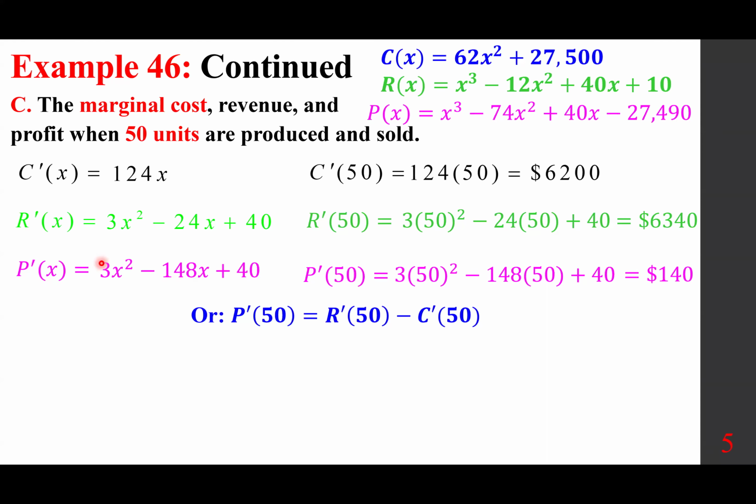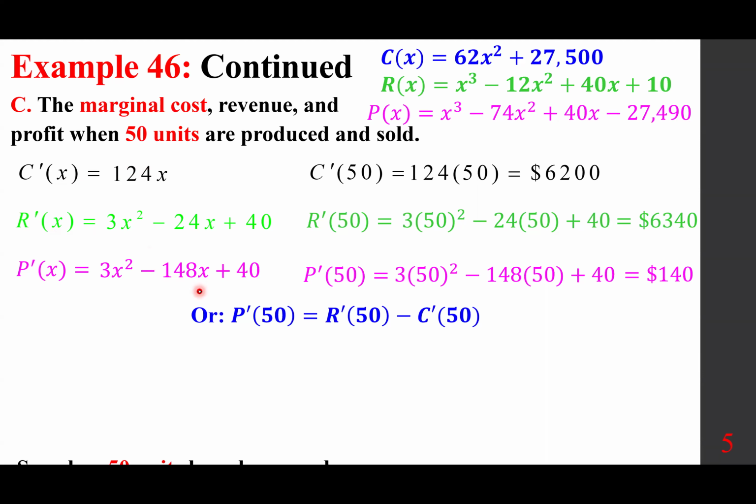This is the second method to do that. Even here, P prime is R prime minus C prime. So you can subtract 124x from here. And that gives you 3x squared minus 24, and minus 124 gives you minus 148x. So you could do that.